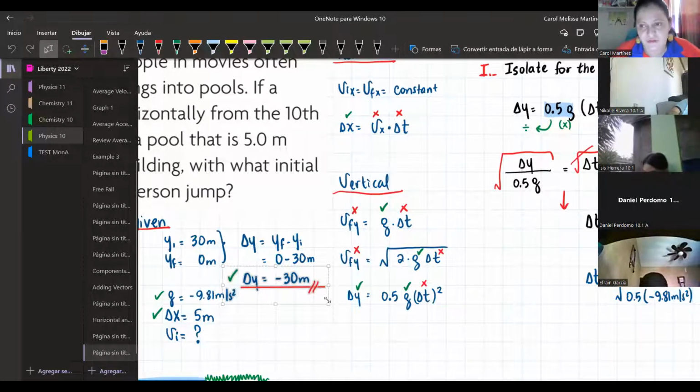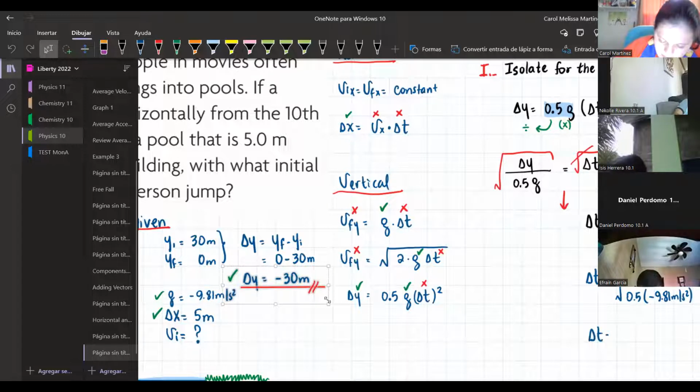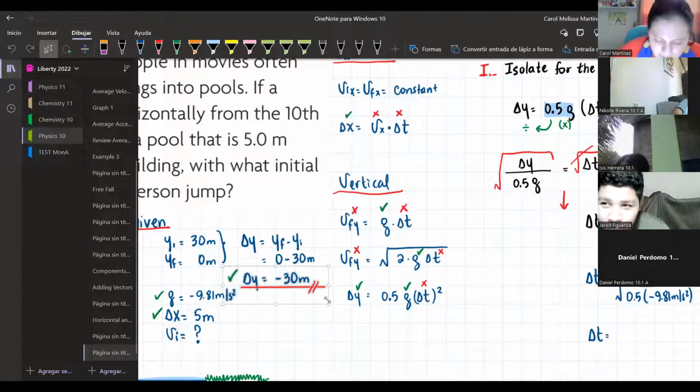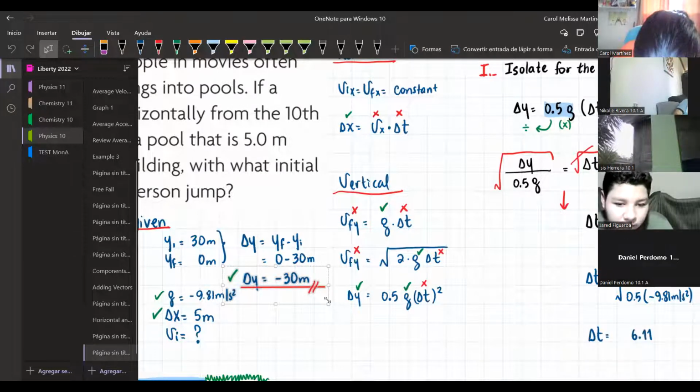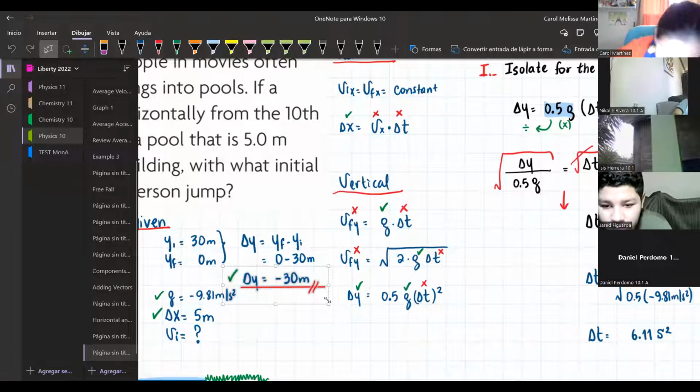So how are you going to do this in your calculator? First, you're going to make the division, okay? Negative 30 divided by 0.5 divided by negative 9.81. How much did you get? 6.11. 6.12 rounded, but it's okay, 6.11. These are seconds squared, because these meters and meters were canceled, okay?